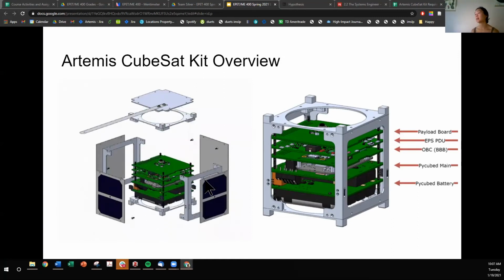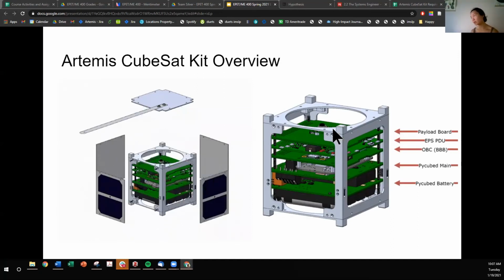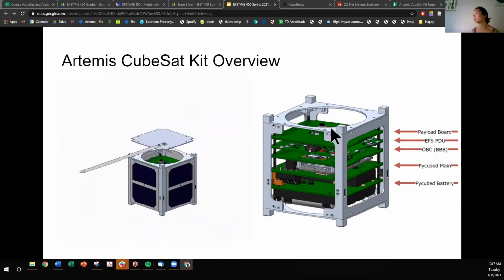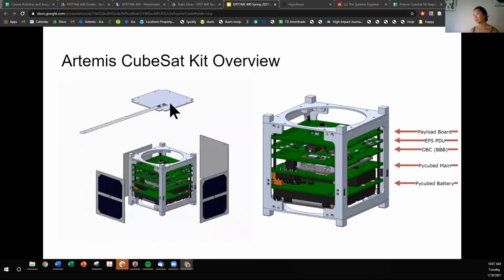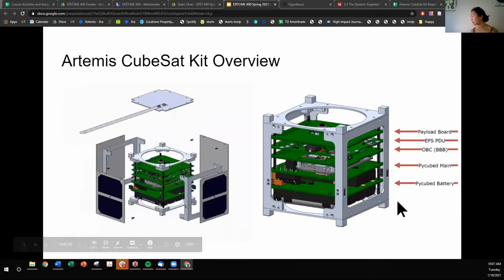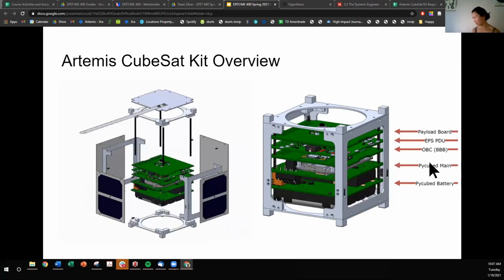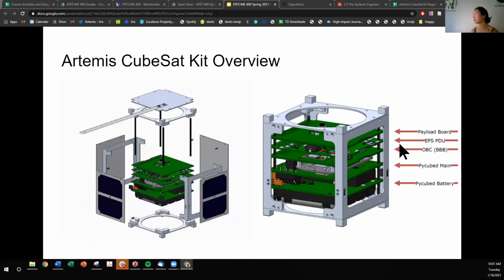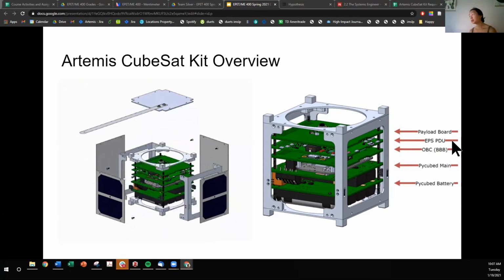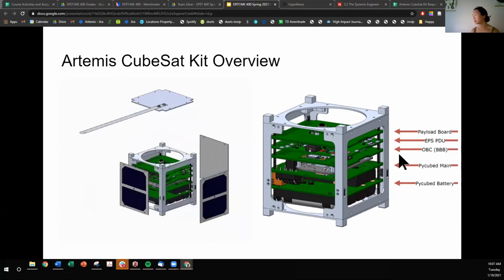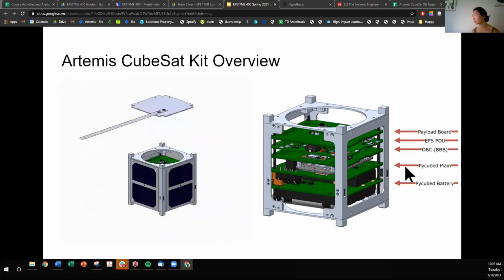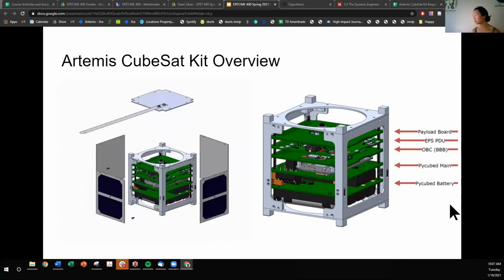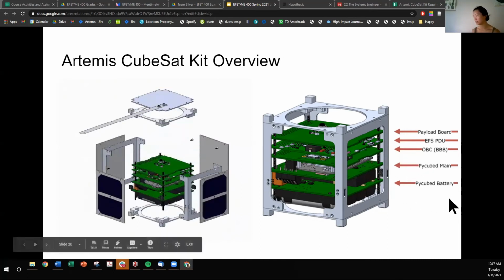The basic payload that we give with all of these kits is a Raspberry Pi camera. There's an antenna there, and there's a radio within this PiCube board. There are batteries for power. There's also a power distribution board and an onboard computer. There are also heaters that will go on top of the batteries that are not labeled.